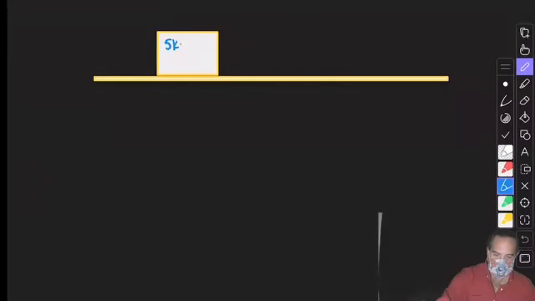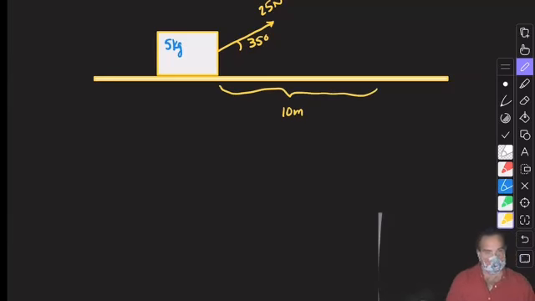A 5-kilogram box. A 25 Newton force. A 35-degree angle. I want to pull the box 10 meters across the ground. You guys take a minute and tell me how much work did I do on the box.